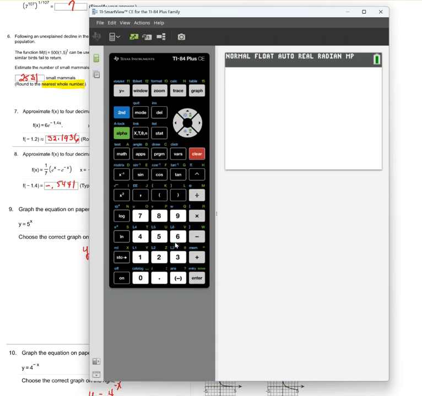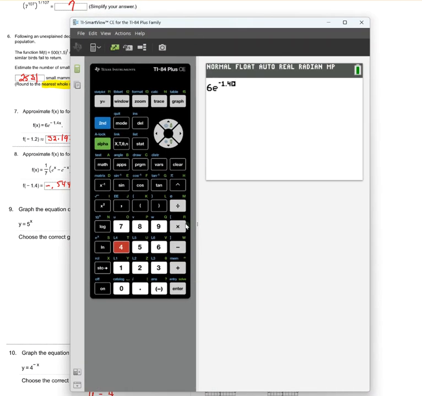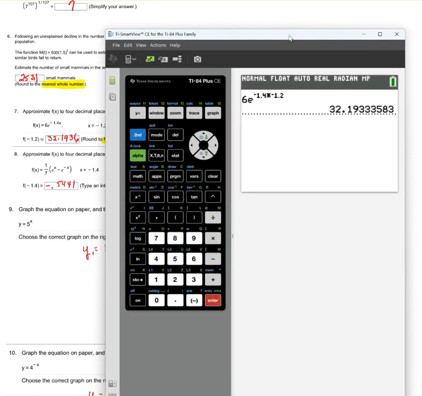And we've got 6, and we want the e. Remember, we want it right here. So second, and that ln key gives us 6e. Now we have a box up there. We're going to do negative 1.4 times, what are we doing? Negative 1.2. So times negative 1.2. That's all up in that box. And we hit enter. And I have 32.1936.